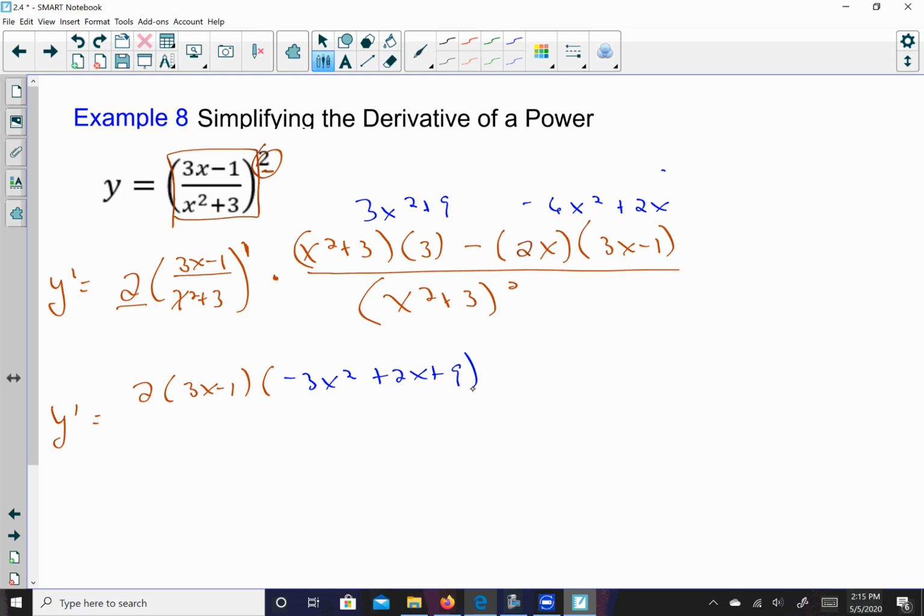And then this is going to be all over my denominator, which I have x squared plus 3 to the second power, but I'm multiplying it by this to the first power. So this will be x squared plus 3 to the third power. And that's my derivative. I don't think I can do anything else with it.